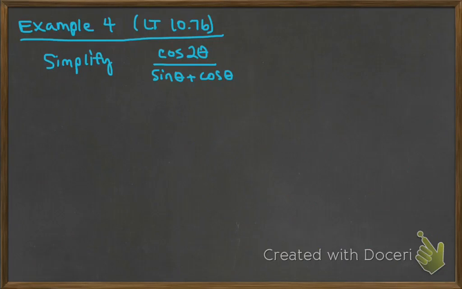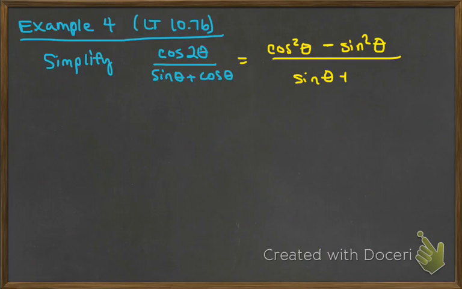I could possibly see that I have a sine plus a cosine on the bottom, so maybe I can do that. Looking at the trig sheet, I see that the cosine of 2 theta has those three possibilities. I'm going to pick the one that has both the sine and the cosine in it, since my denominator has both a sine and a cosine. So looking at that sheet, I see that it is the cosine squared of theta minus the sine squared of theta. And then I still have that all over the sine of theta plus the cosine of theta.